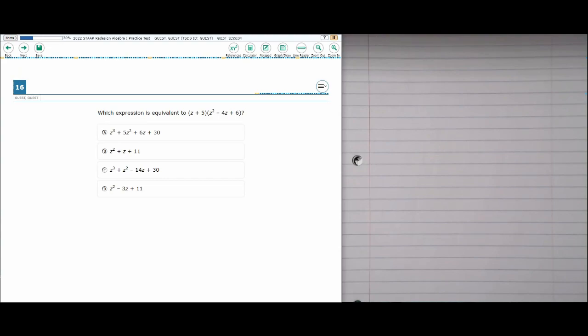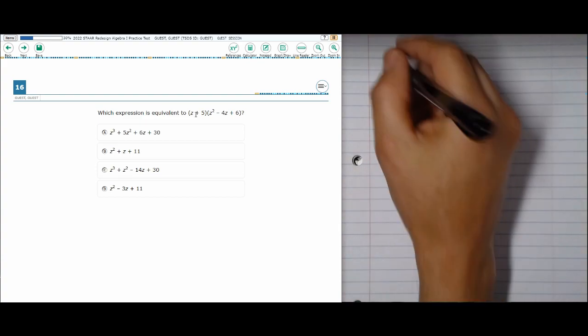Now that you've done problem number 16, watch this video. Let's see if you got it right. So first of all, notice this says which expression is equivalent to (z + 5)(z² - 4z + 6). So this is where we kind of have to do a modified FOIL, because there's 3 terms in this second one. This is a trinomial and the first one's a binomial. And so we're going to use a modified FOIL method.